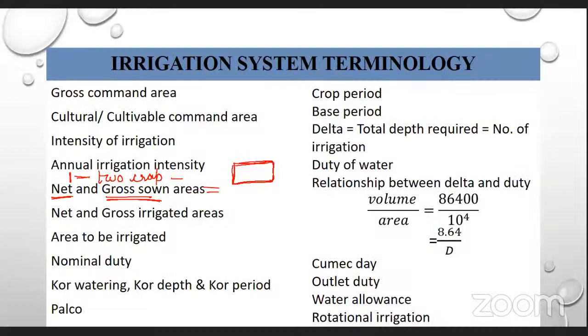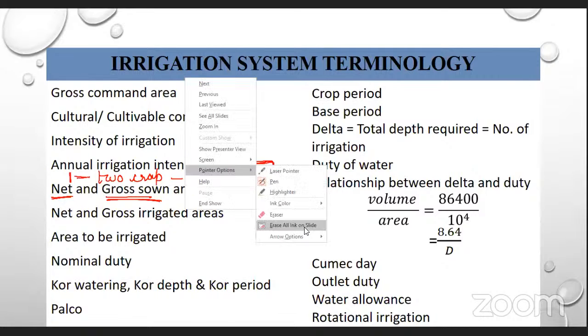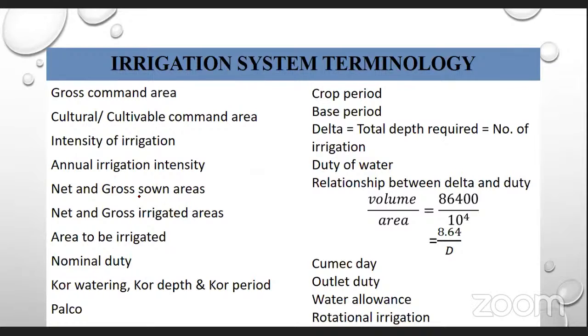Next we have net and gross irrigated area. In the same way, whatever area we are sowing, similarly whatever area we are irrigating. If an area is irrigated only once during a year, then that area is known as the net irrigated area, and if this is added to the area irrigated more than once in a year, then it will be known as the gross irrigated area.